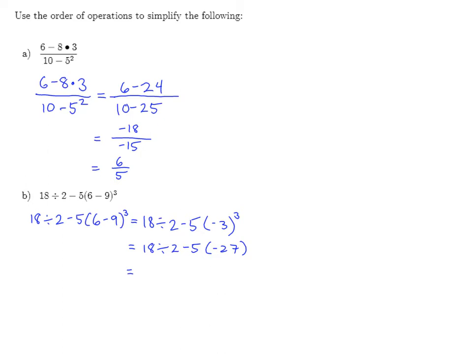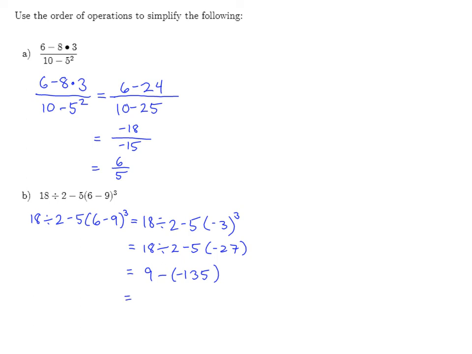Now we have division and multiplication and subtraction in between them. So we know that multiplication and division are on the same level, and so they can both be simplified. So with this first one, 18 divided by 2 is going to be 9. The subtraction cannot be done yet, but the multiplication between 5 and negative 27 can. So we'll have 9 minus, and 5 times 27 would be 135. We're subtracting 5 times a negative 27, so we're subtracting negative 135.